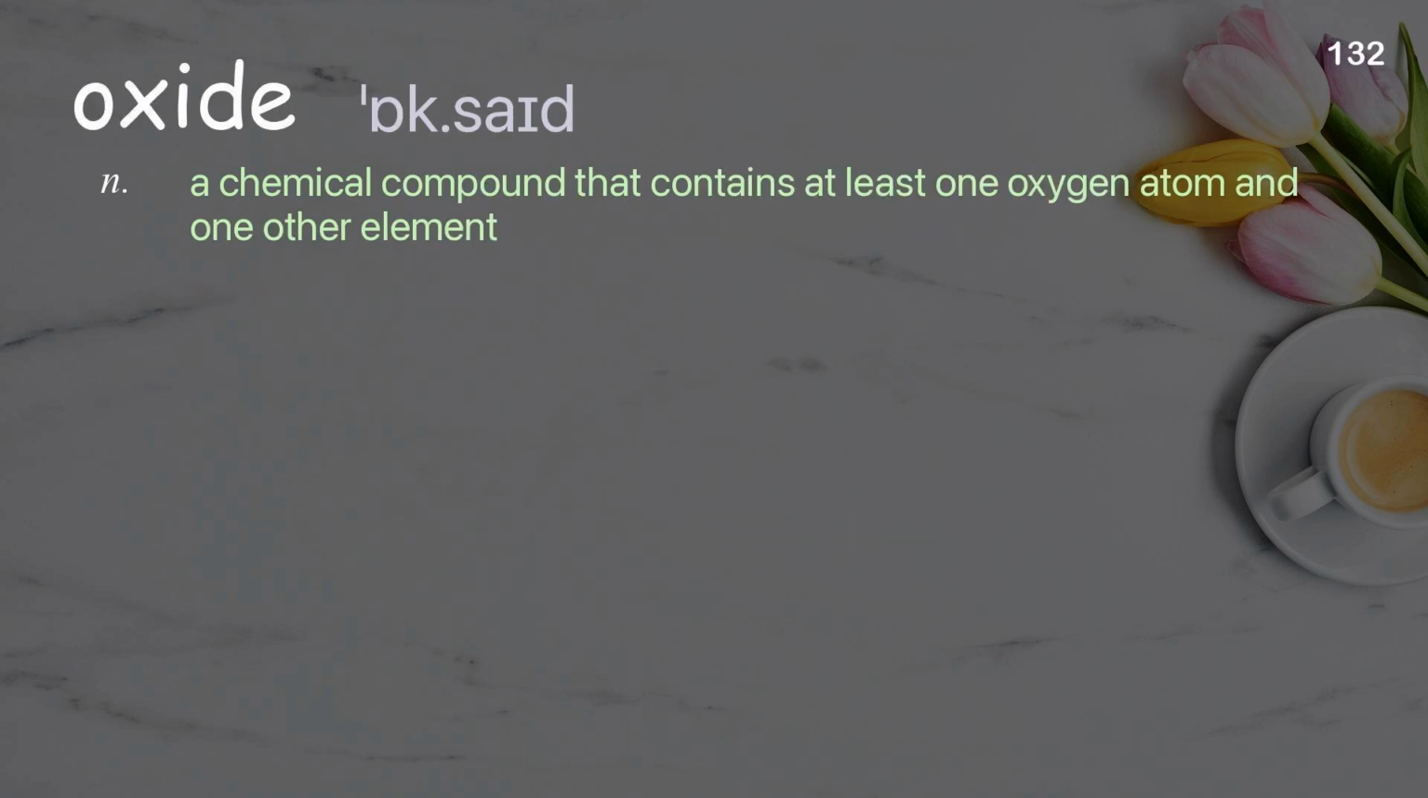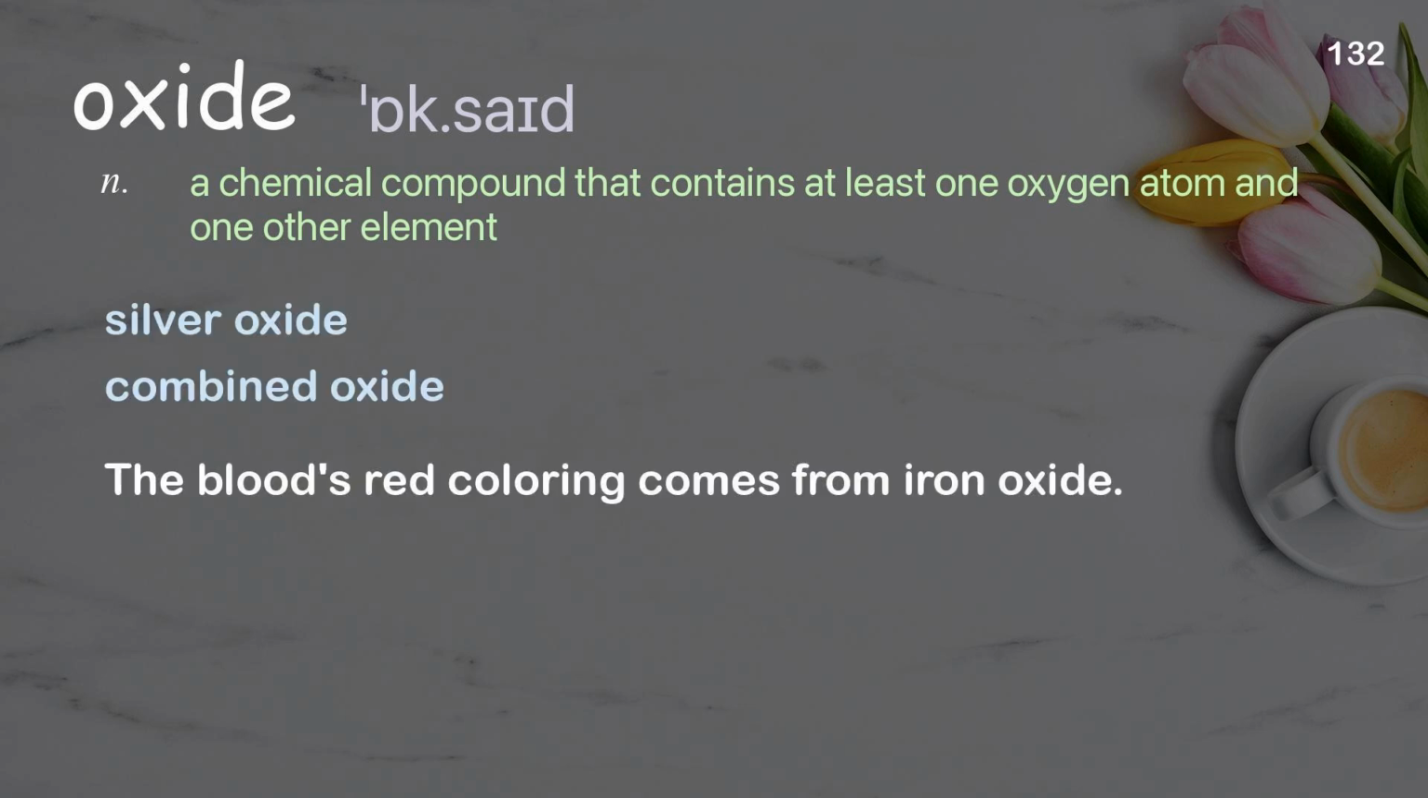Oxide. A chemical compound that contains at least one oxygen atom and one other element. Examples: Silver oxide. Combined oxide. The blood's red coloring comes from iron oxide.